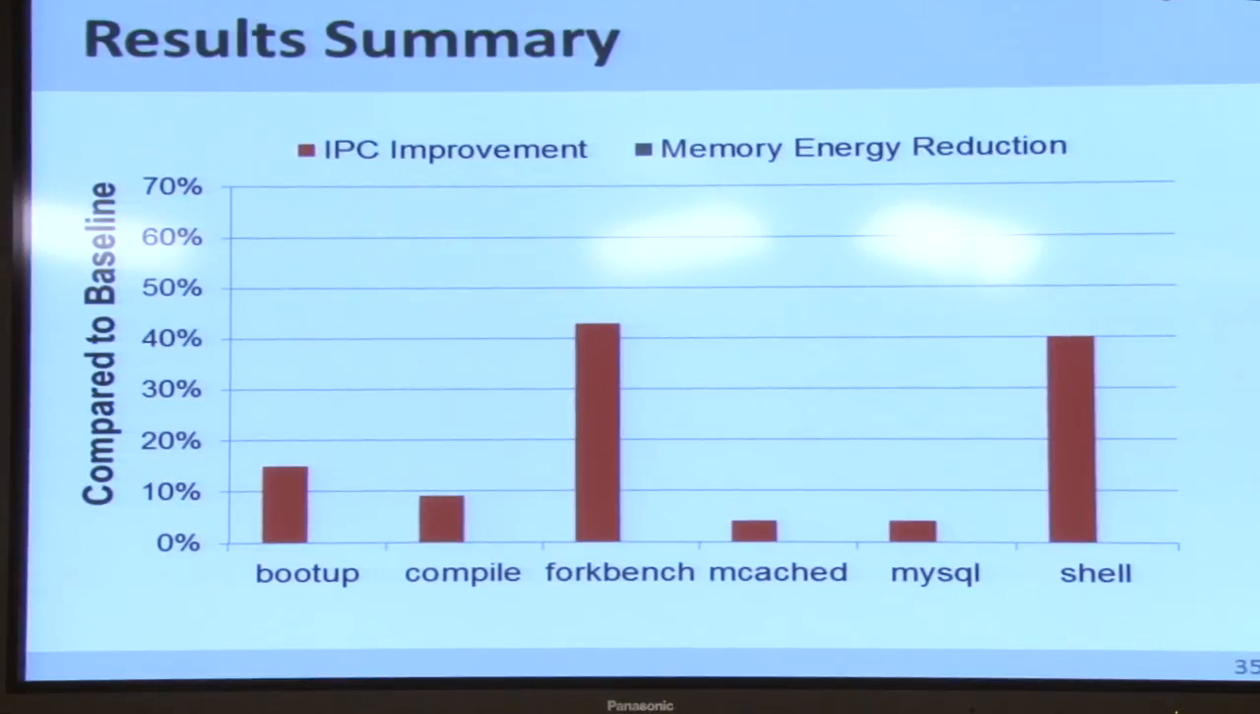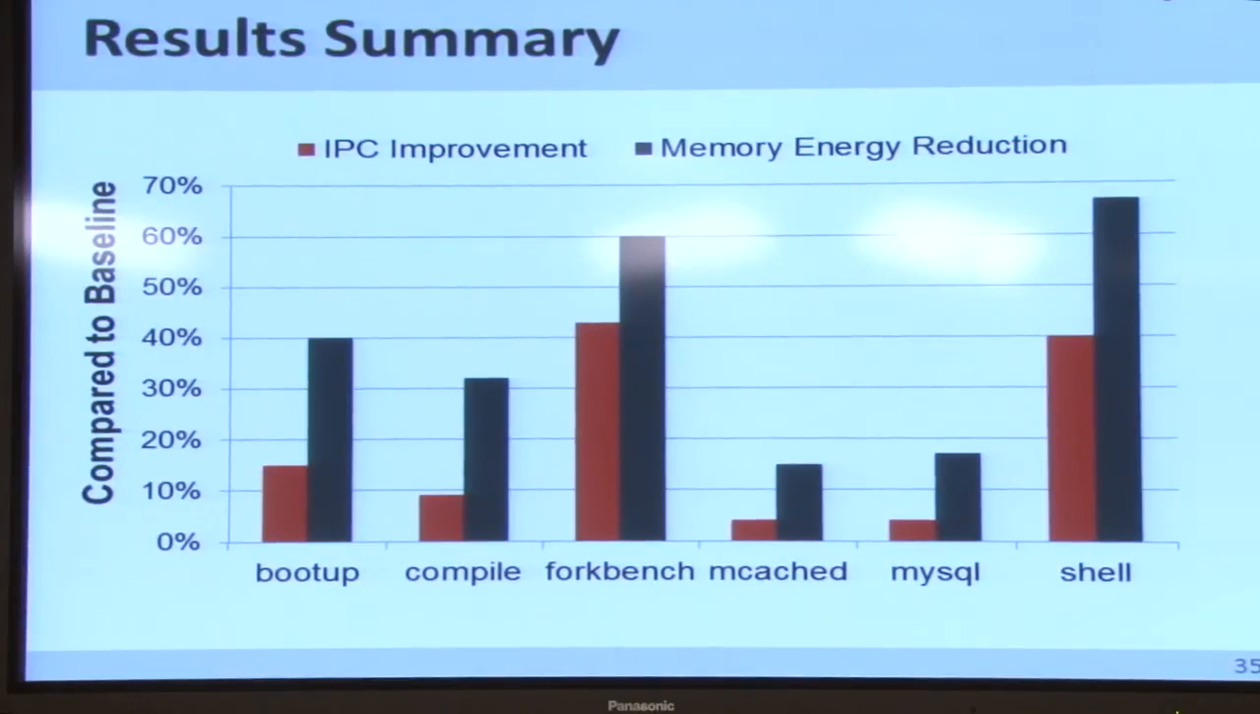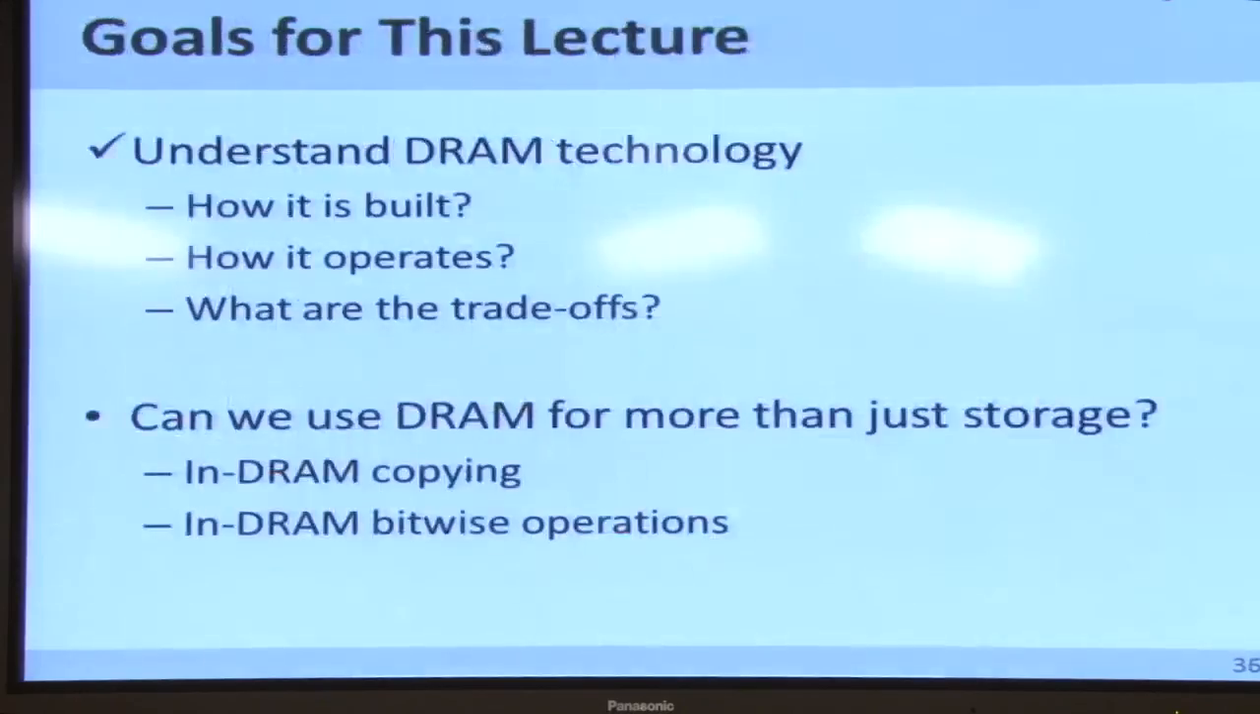You can see anywhere between 5% and 40%, and this is the energy reduction compared to the baseline. Again, we just evaluate memory energy, and anywhere between 15% and 60% reduction in energy. Right. So in summary, like a very efficient mechanism to do copying within DRAM itself. Yeah. So that completes the first part.